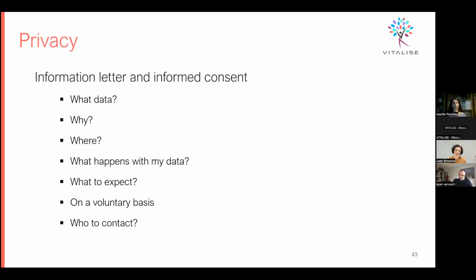And then that brings me to privacy. It's also important to protect your members. We do it with an information letter and also an informed consent. But we also have our database, and in our case it's just the three of us that have access to that database. In our information letter and informed consent, and it's really about responsible research, we say: what data do we collect? Why do we collect them? Where do we store it? What happens to the data? What can you expect from us? And what do we expect from you? And of course, it's always on a voluntary basis. They can drop out and skip the activity whenever they want to, and it's also important that they know who to contact.